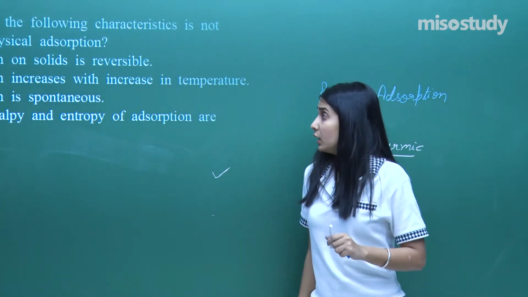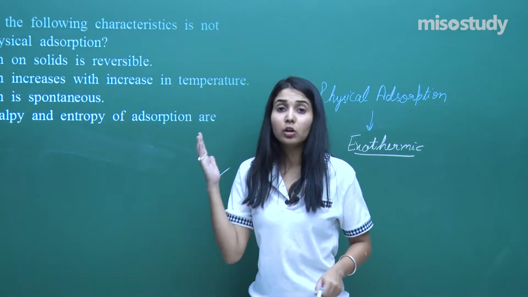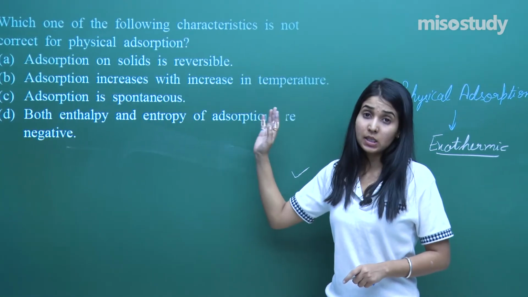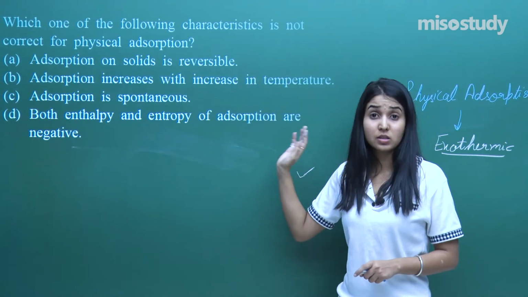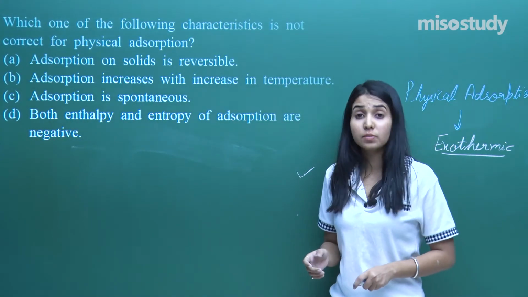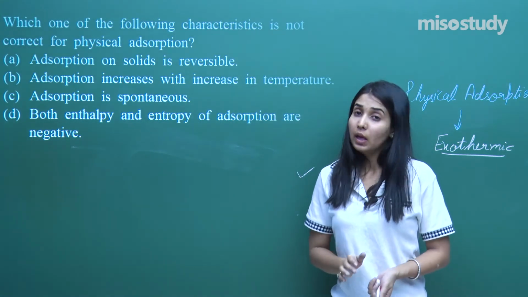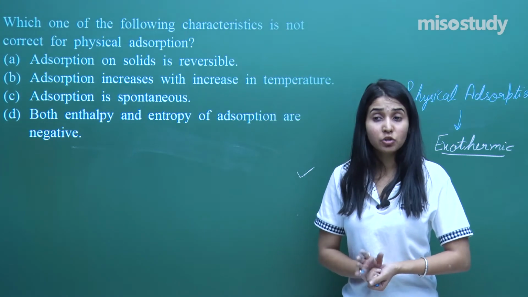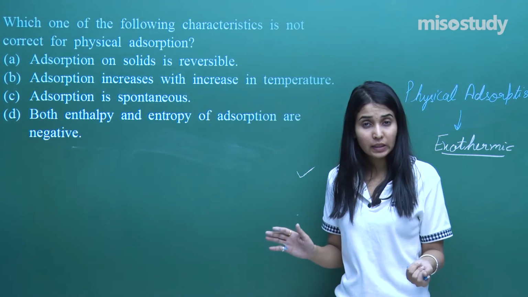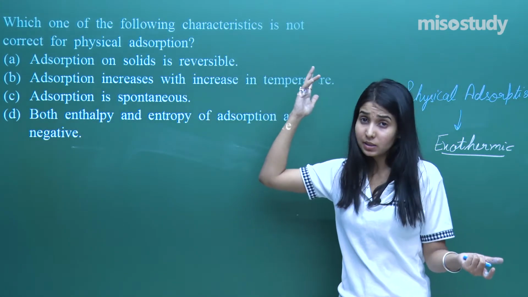First point, adsorption is reversible. Well, of course, we have done that. We have talked about the fact that this is the type of adsorption whose bond is simply formed by van der Waals forces, made by the interaction between the adsorbent and the adsorbate. And because this is physical in nature, it does not involve the formation of any chemical bond. So this is totally reversible. So that is a correct statement.